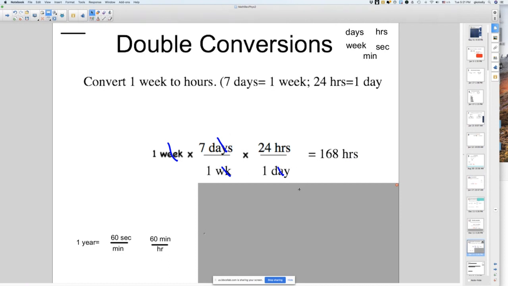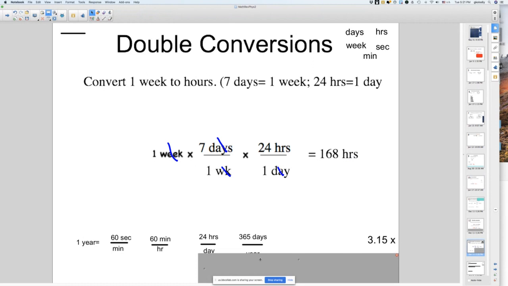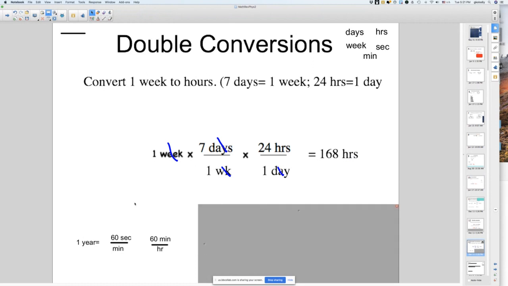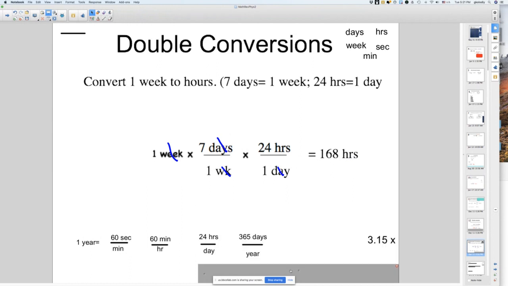Also, let's say we want to do another conversion here. It converts 1 year to seconds. Okay, how many seconds are in a year? So again, we don't know how many seconds in a year, but we can figure it out because we know how many seconds in a minute, how many minutes in an hour, how many hours in a day, and how many days in a year. So multiply all these things together.